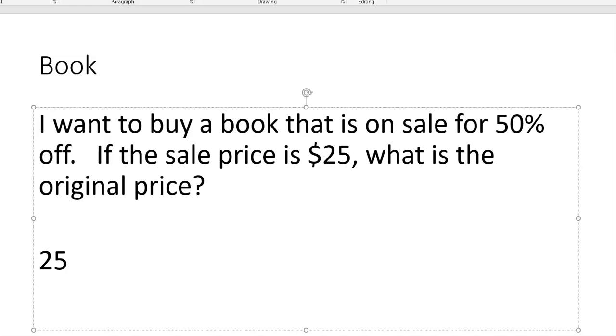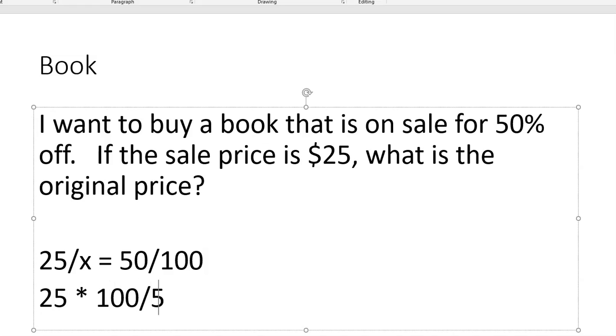So the sale price is $25. It was 50% off. So I'm going to do this one as a proportion. 25 over X equals 50 over 100. So then I would do 25 times 100 divided by 50, which gives me $50.